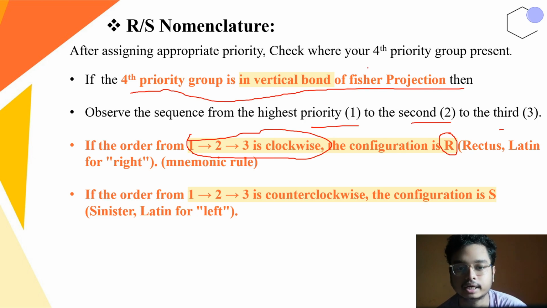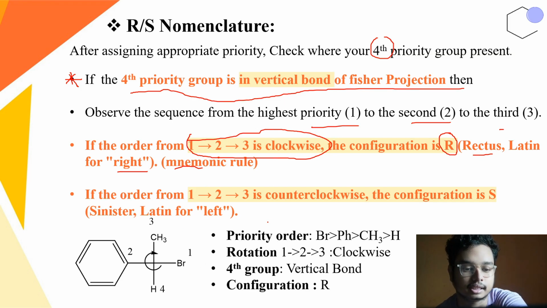When your 4th priority is in the vertical bond, this is very important. If the 4th priority is vertical and the order of rotation 1, 2, 3 is clockwise, then the configuration is R. That is rectus, which means right. That is called the mnemonic rule. Similarly, if the 1, 2, 3 priority order is anti-clockwise in nature, then the configuration is S. So we are dealing with a simple example here.